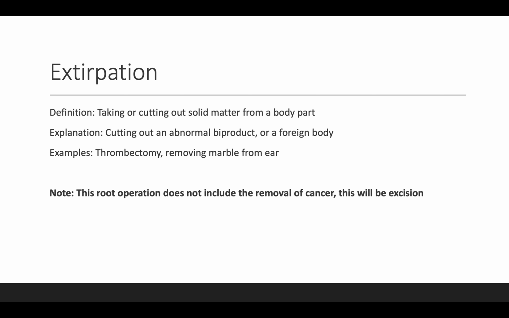So examples are a thrombectomy for a thrombus in the circulatory system, or removing a marble from the ear. As I mentioned, this root operation does not include the removal of cancer, as this will be an excision or a resection depending on the objective of the procedure.